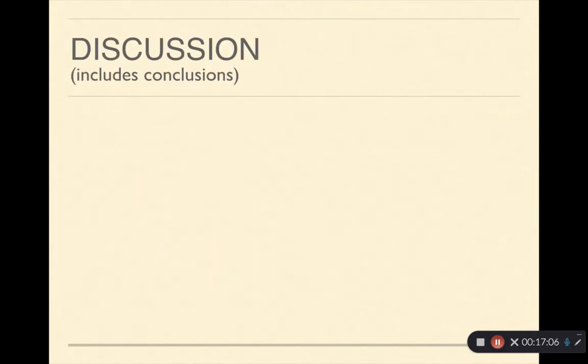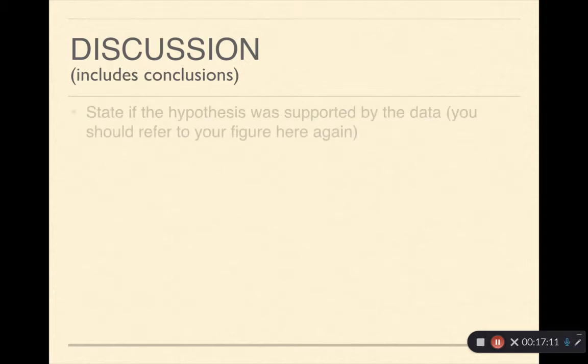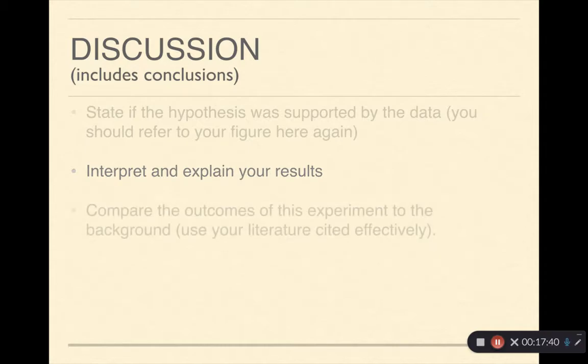Discussion. So this is where you'll have some conclusions, and this is where you will interpret the data. So you will state if the hypothesis was supported by the data, and you can and should refer back to your figures again, so you're going to be using that data. This is where you interpret your results, so this is where you try to explain what happened. The results tell you what happened. This is where you will talk about why you think it may have happened.